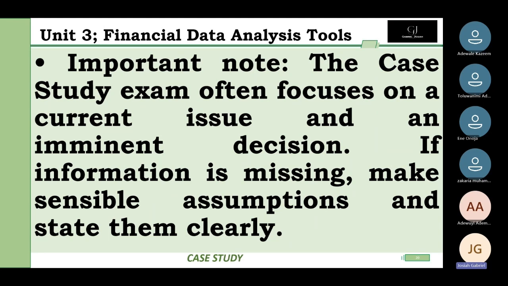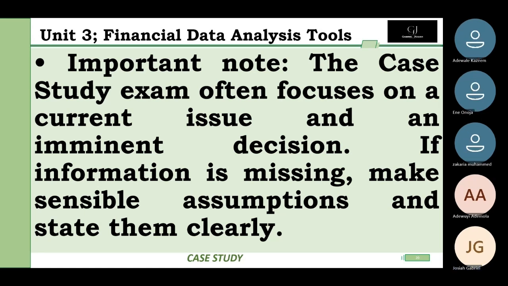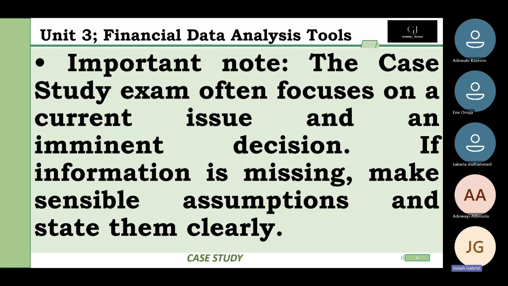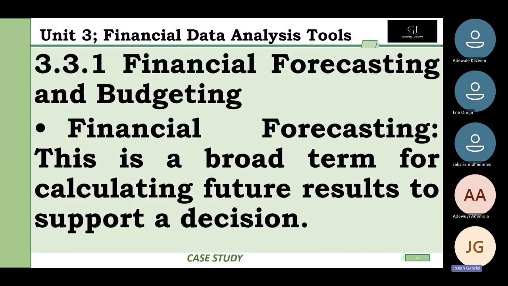If the information is missing, we need to make sensible assumptions and state them clearly. And that is why we came up with limitations of the study. There are some things that are missing that may hamper or restrict our scope or the general landscape of the question we are treating. So some information may be missing; we could make assumptions, and we could state the restrictions, the limitations, very explicitly. So take note, in the examinations you are often provided with a current issue, and it needs your decision. Very important.